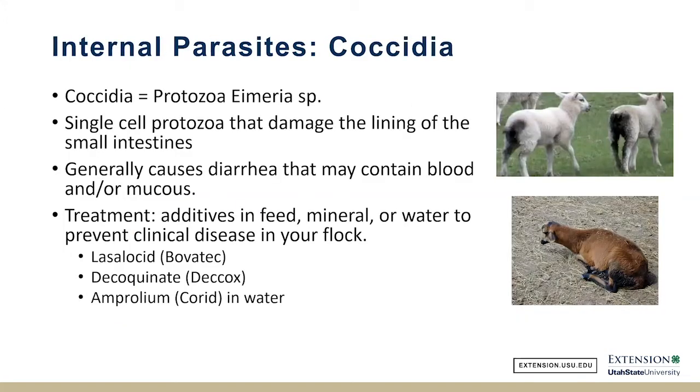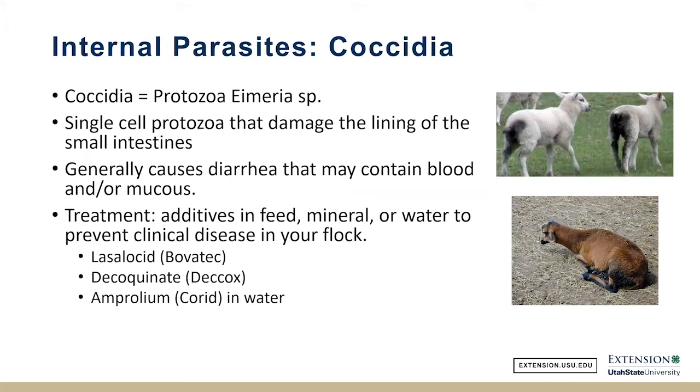So moving on to some internal parasites that are pretty common. The first one that I think of is Coccidia, and this is a protozoa type parasite. It's a little single-celled protozoa that damages the lining of the small intestines, and this generally manifests itself in diarrhea that sometimes may contain some amounts of blood or mucus.